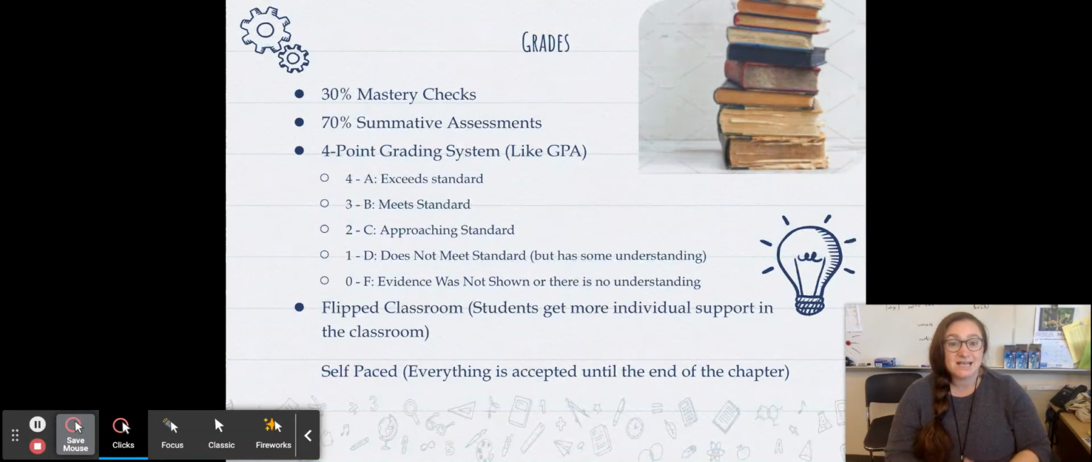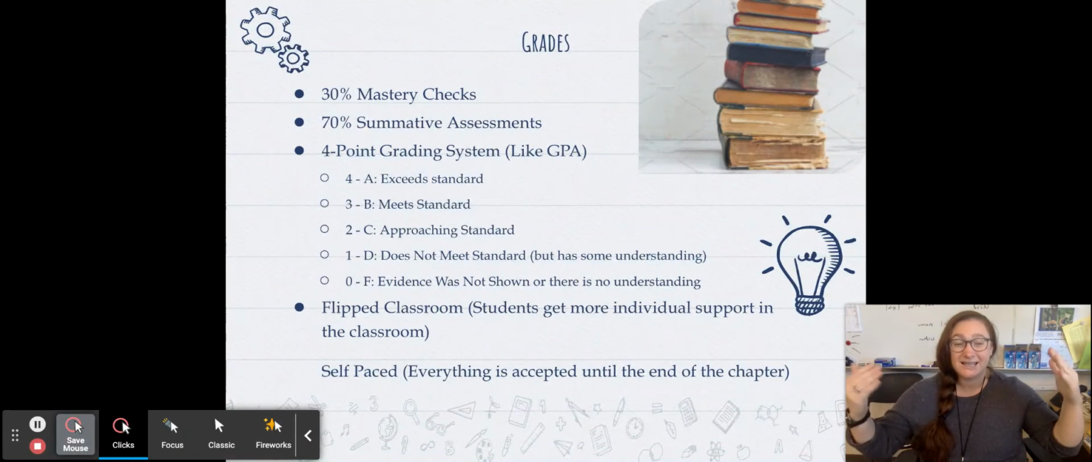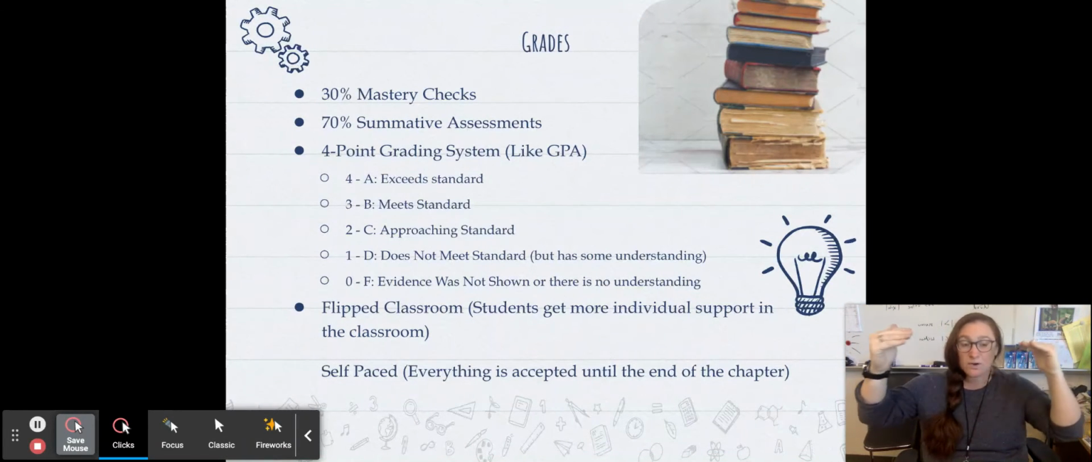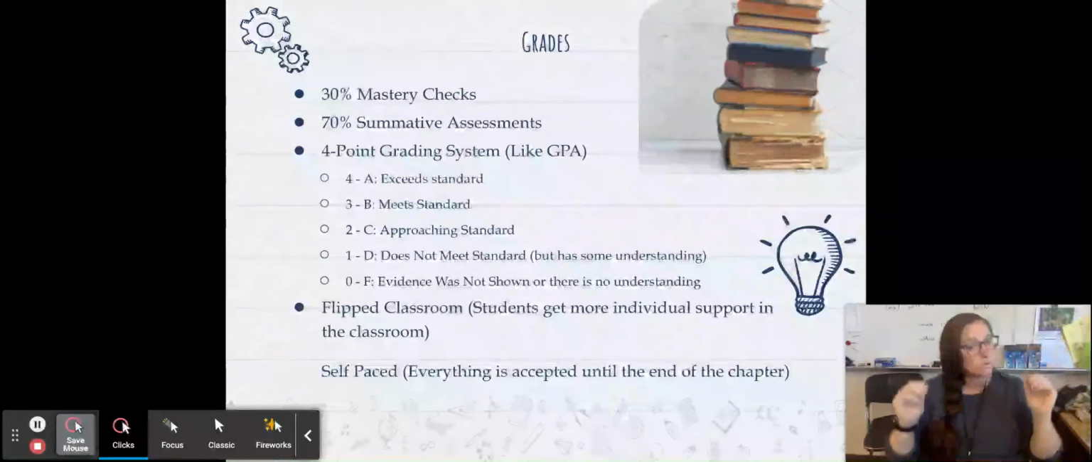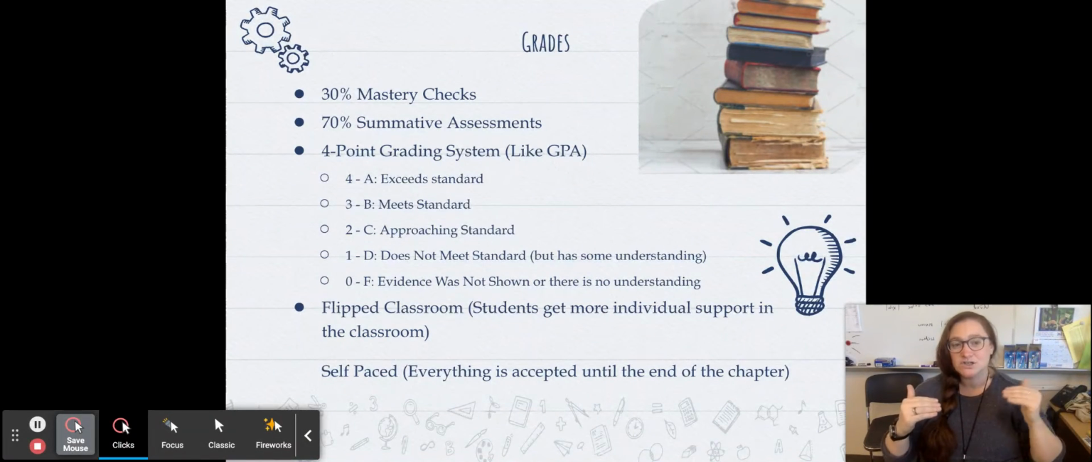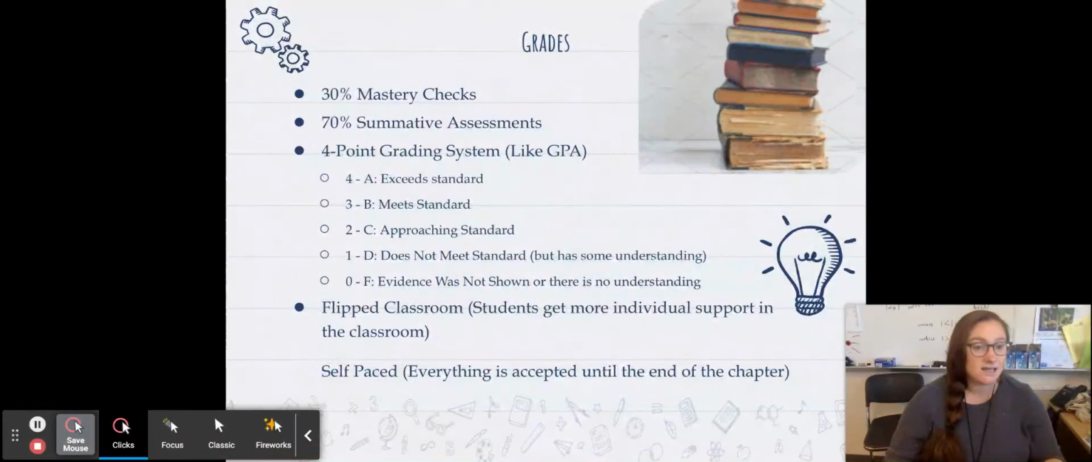I'm also doing this self-paced. What that means is I give students a pacing, meaning if you're on pace, if you're getting the work done in even chunks, you'll have them done at these dates. But students can be a little behind and then catch up. They can be a little ahead and then slow down a little bit. They get to do the work at their own pace until the end of the unit.